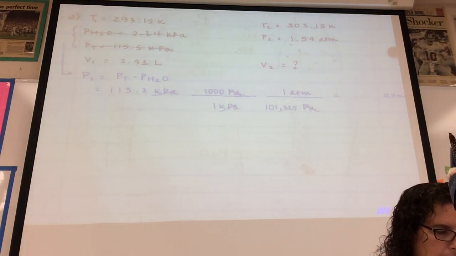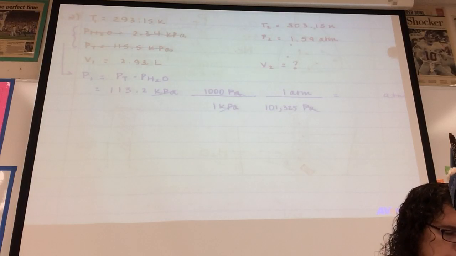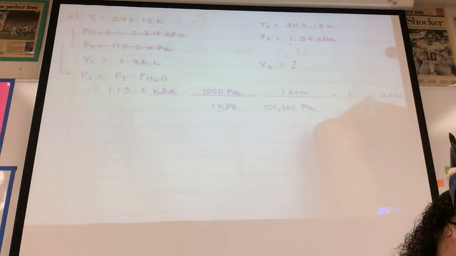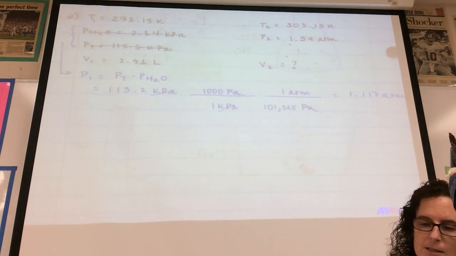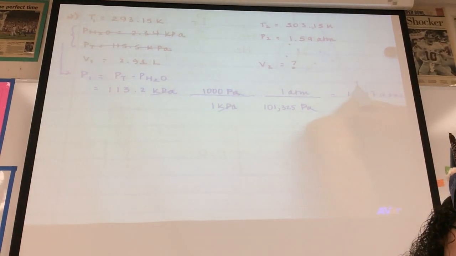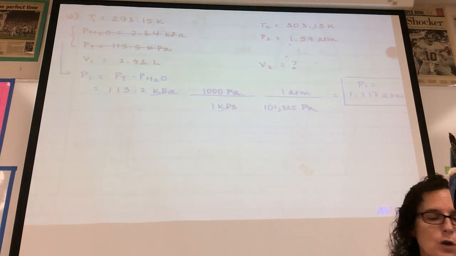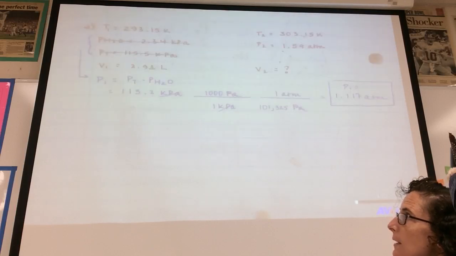So you've got 113.2 E3 divided by 101,325. And that's going to be 1.117 atm. That is my P1 that I'm going to use. Make sure you note it in some way so that as we continue on, you use it.